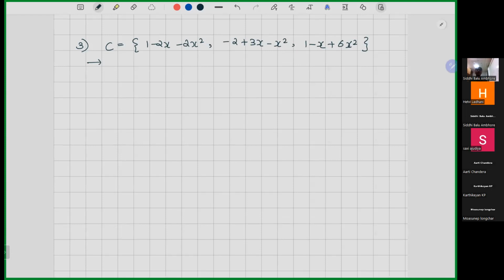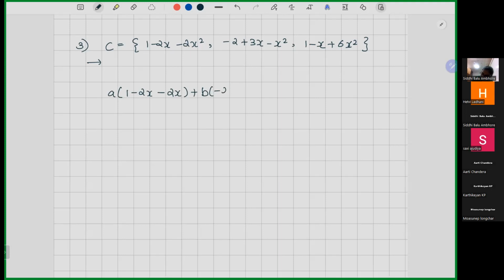No, we can't check. Okay, Hetvi said that we can't directly say just by looking at the cardinality, because we have the cardinality here to be 3. So we have to check whether this gives me a linearly independent set or not. If it is linearly independent, great, then we will have the basis. If not, then this C does not form a basis for our P2R.